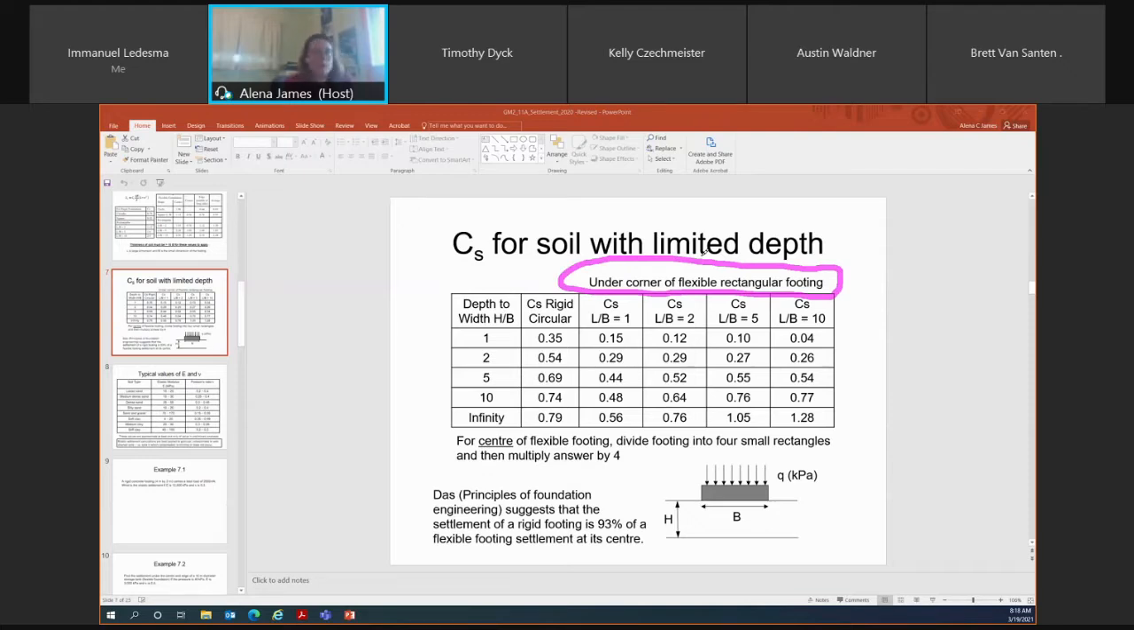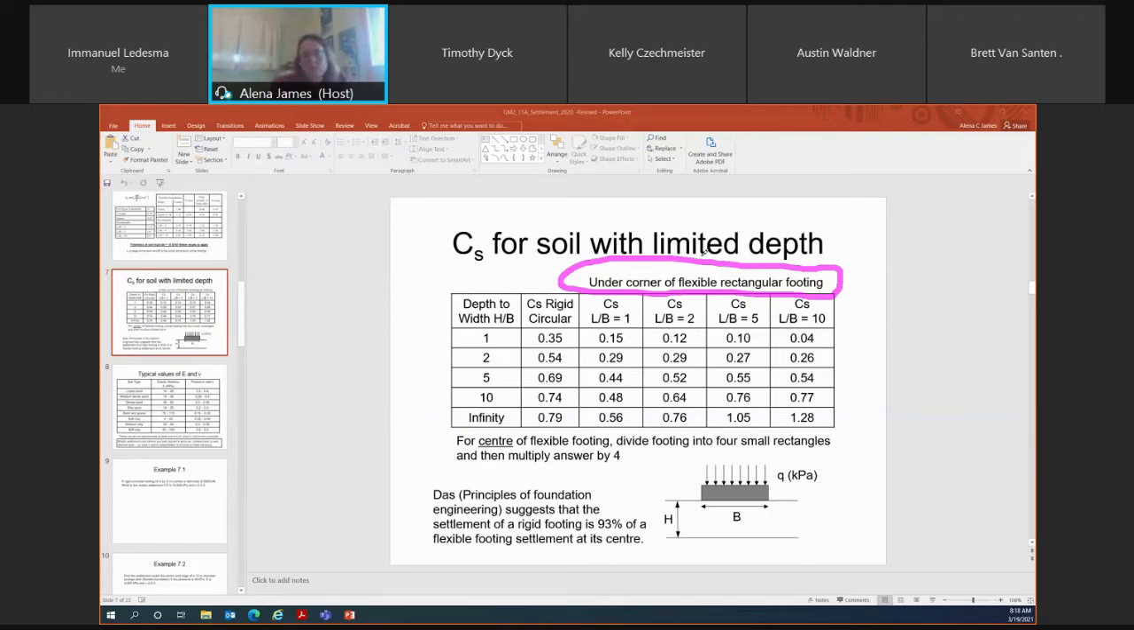With this table, you have to know your L over B ratio. So similarly to the previous table, you would have to calculate your L over B value. And you also have to determine what your H over B value is. H represents the thickness of the layer beneath the foundation. So say if you had a 5-meter thick sand layer, H would represent that 5 meters. And if the dimensions of your foundation were 5 meters by 10 meters, B would be 5. So your H over B ratio would be 1.